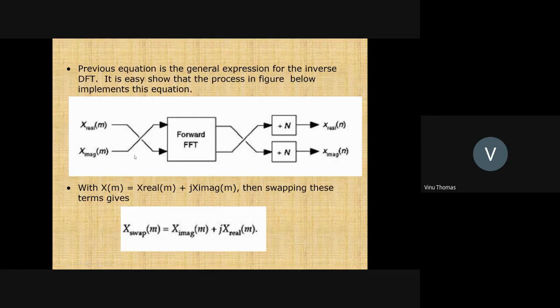So here we will call this X swap of m. X swap of m is the sequence X of m with its real and imaginary parts swapped. So X swap of m I can write as X imag of m plus j into X real of m. That goes as input to the forward FFT. Okay, let's see what happens.